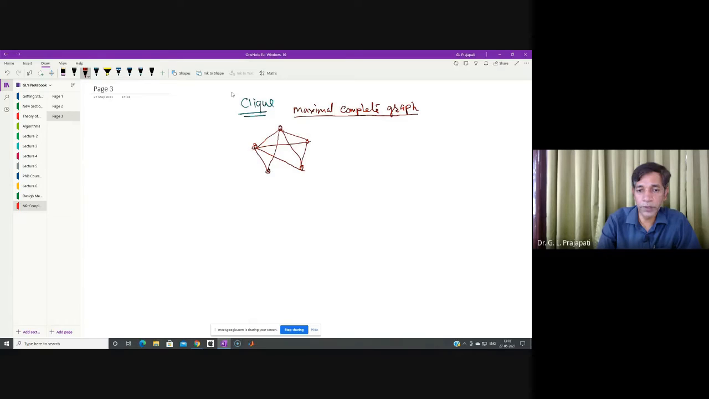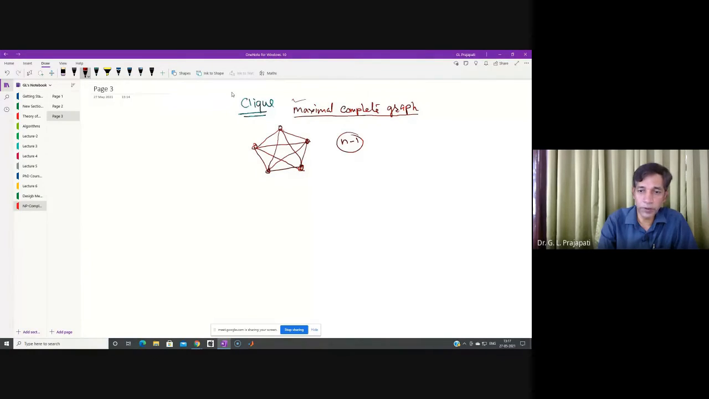If you consider this vertex, then you have the path from here to here, and also you should have the path from here to here. If this is the maximal complete graph and you have n nodes, then every node has n minus 1 incident edges. So this is the maximal complete graph, and this is the Clique.